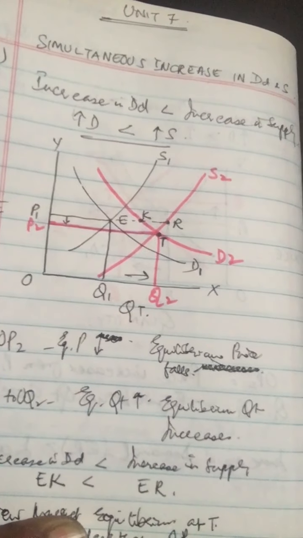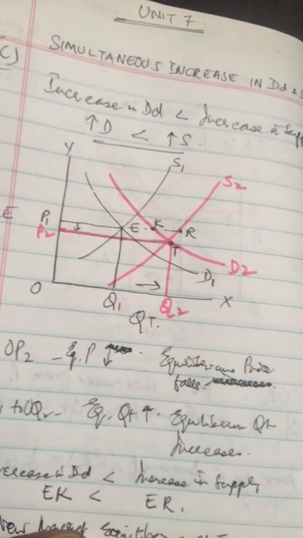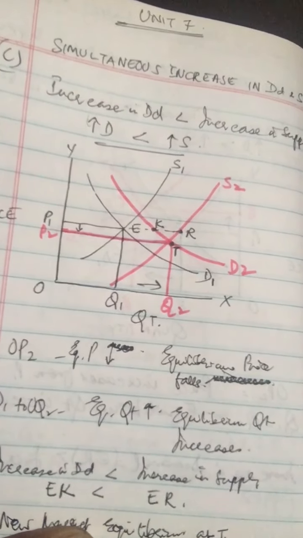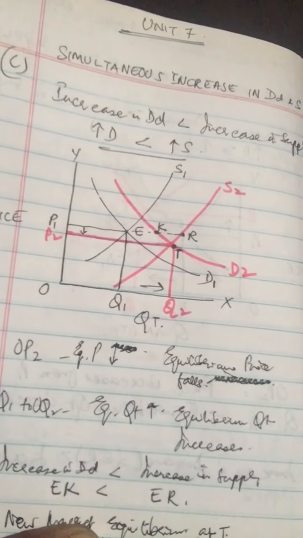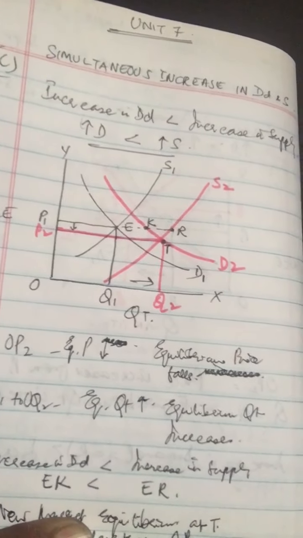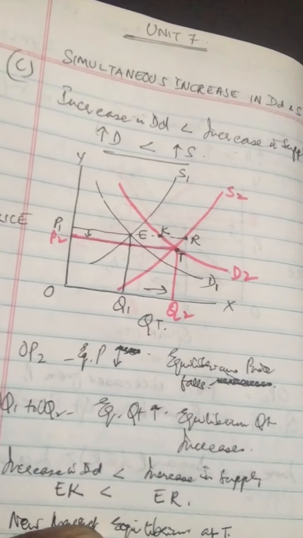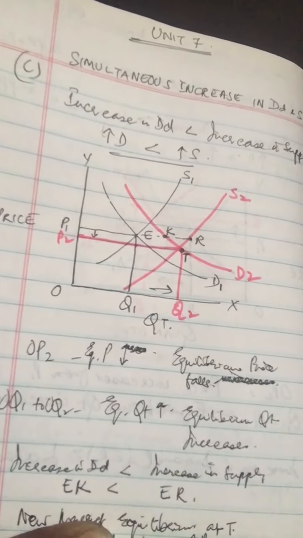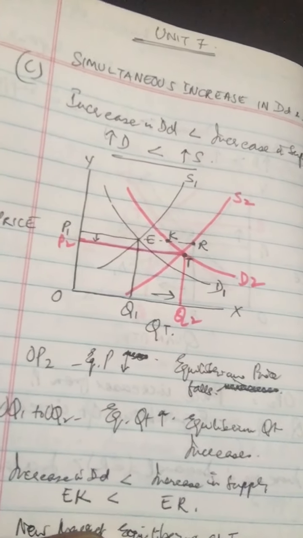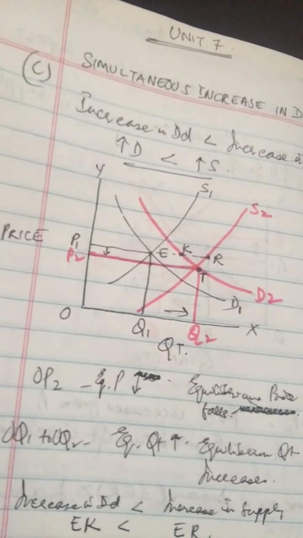And one can see that the increase in demand is equal to EK, which is less than the increase in supply, that is equal to ER. Excess supply or deficient demand is equal to ER minus EK, which is equal to KR. So that is the excess supply, that is KR. So this leads to a fall in price. Now fall in price causes extension of demand and contraction of supply.